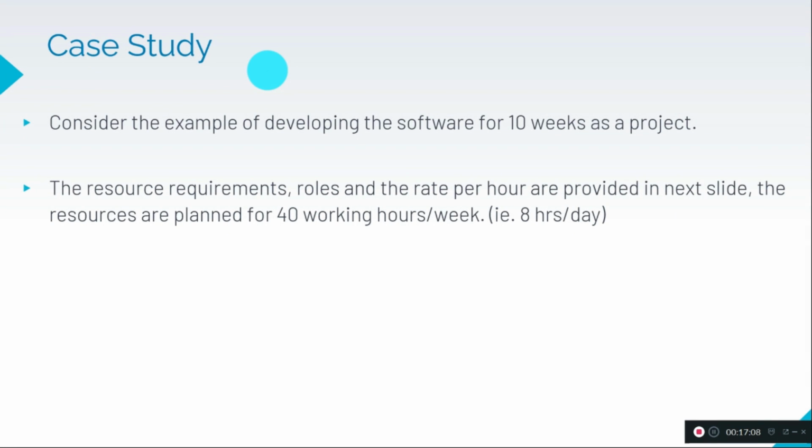So let's go to the case study. Consider the example of developing software for 10 weeks as a project. The resource requirements, roles, and rate per hour are provided in the next slide. The resources are planned for 40 working hours per week, that is, 8 hours per day. So the rate card is very important. The rate card will be provided or mutually agreed between the vendor and the organization.